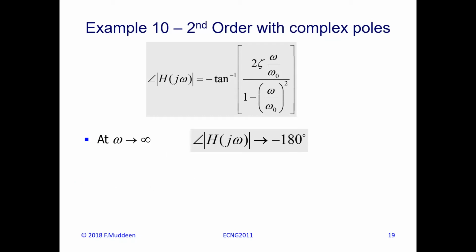And then for the final case, when omega tends towards infinity, we're going to see that our end result angle is going to be minus 180 degrees.